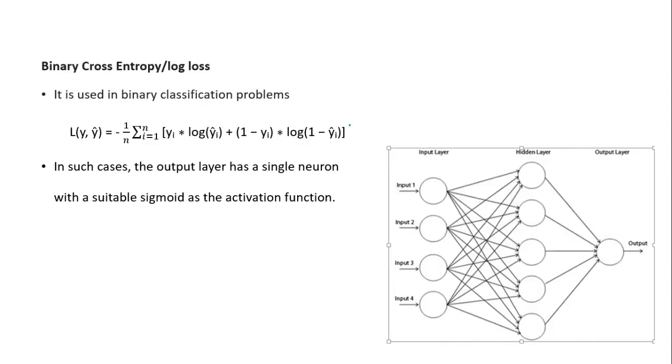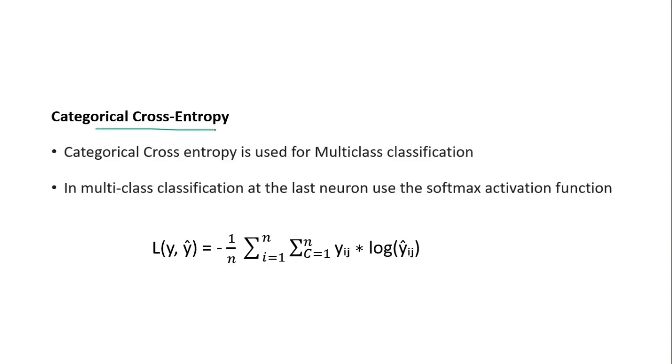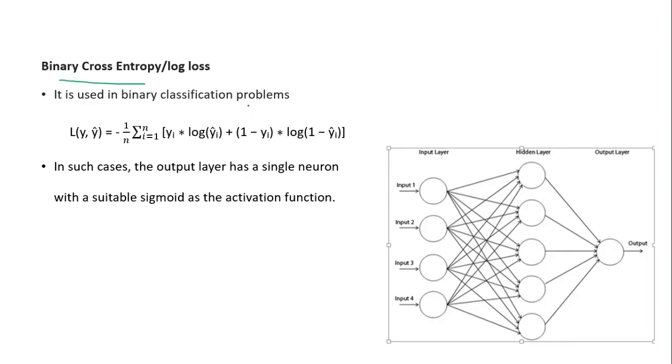Now for classification problems like binary classification and multi-class classification, we have some other types of loss functions: binary cross entropy and categorical cross entropy. Cross entropy is the loss function used while we deal with classification problems. For binary classification, we will be using a loss function named binary cross entropy loss function, which is also known as log loss.